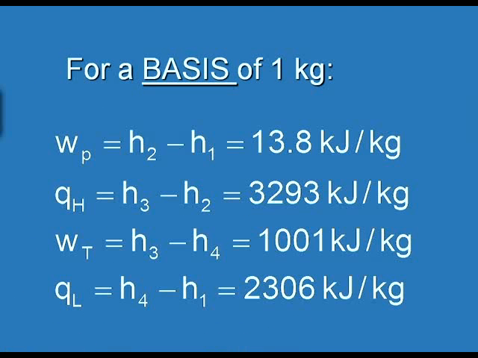So let's say for a basis of 1 kilogram, we can do our energy balances and find the work of the pump, which we've done before, 13.8 kilojoules per kilogram. The heat added, from an energy balance about the boiler superheater, allows you to calculate QH. The work of the turbine we had calculated, but the energy balance will bear that out, is 1001. And the heat loss to the cooling water is 2306 kilojoules per kilogram.